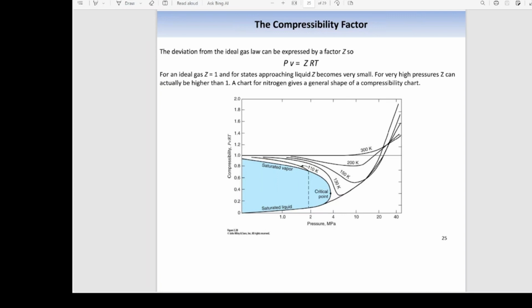And the third observation is that at low temperatures and very high pressure, the ideal gas law is not a good approximation.